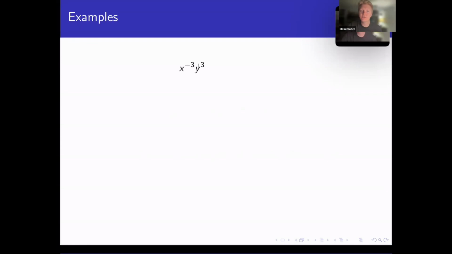X to the negative 3 times y cubed. Well, the only thing that has a negative exponent is this x. So what we're going to do is drop that x to the denominator, x to the negative 3 is 1 over x cubed. And now this is fraction multiplication. This is just like y cubed over 1. So 1 times y cubed over x cubed times 1, y cubed over x cubed.